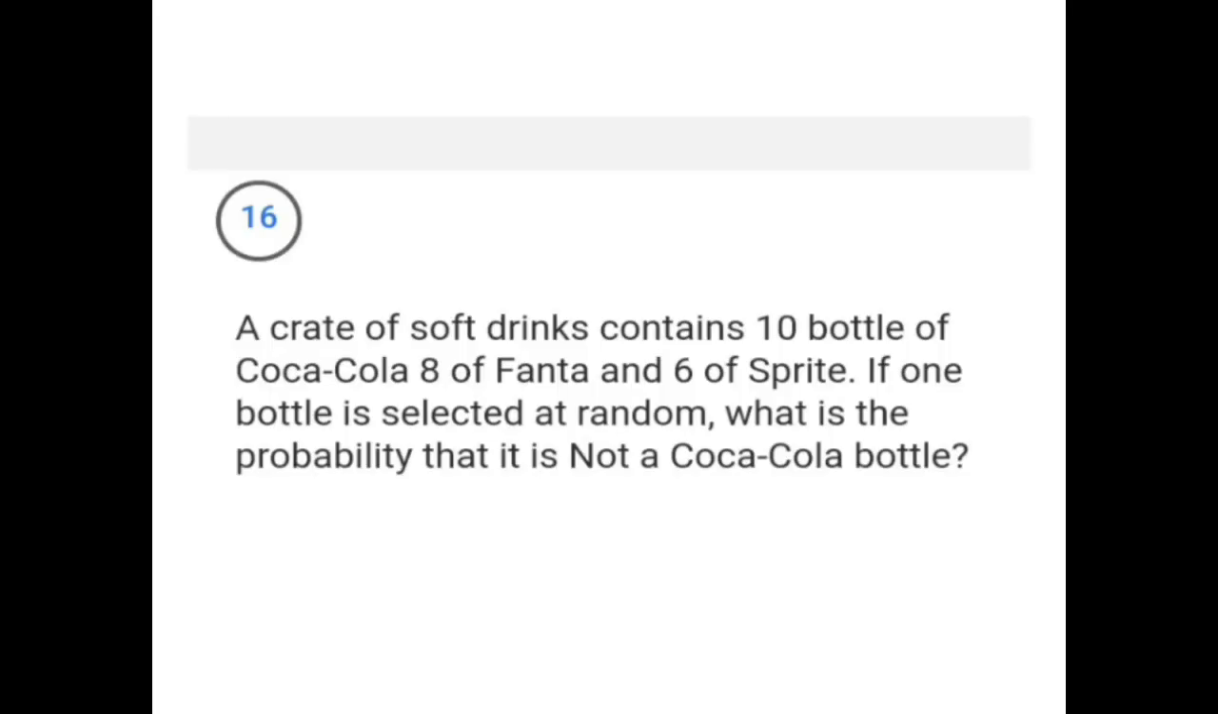Number 16. A crate of soft drinks contains 10 bottles of Coca-Cola, 8 bottles of Fanta, and 6 of Sprite. If one bottle is selected at random, what is the probability that it is not a Coca-Cola bottle? In this question, Coca-Cola is 10 bottles, Fanta is 8 bottles, and Sprite 6 bottles. First of all, we add to know the total of the bottles. And the total of the bottles is 24.